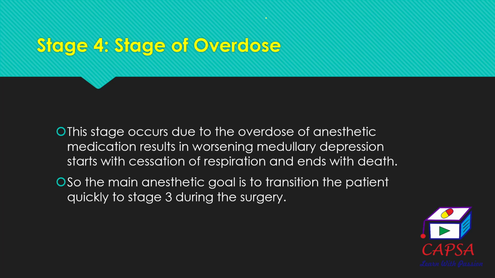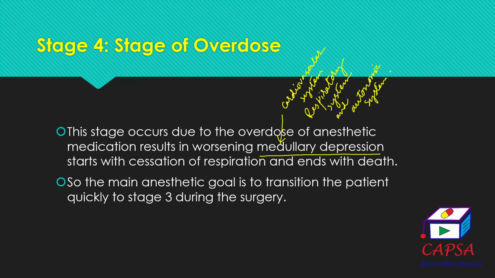What happens during medullary depression? The medulla is linked to the cardiovascular system, respiratory system, and autonomic system. So what will happen? All these main parts of the body will be paralyzed. That results from the medullary depression, which leads to death.